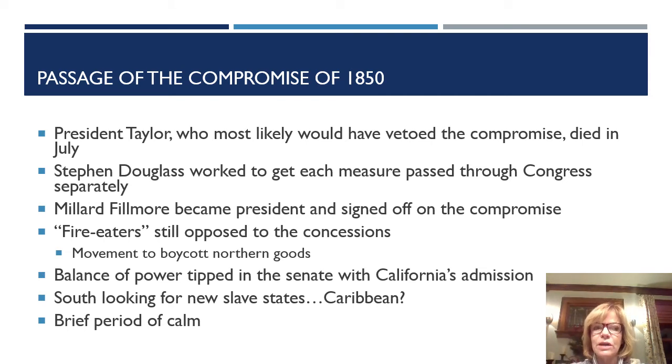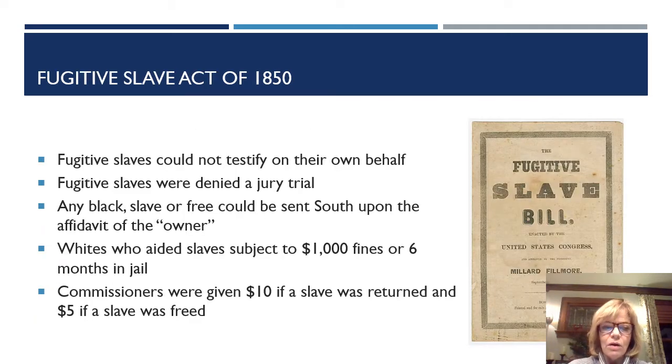And as we discussed in the last chapter, they're looking to expand to Latin America, to Cuba, to elsewhere. Right, so you're going to get the Ostend Manifesto and the Walker movement in Nicaragua. All right, so probably for the North, this was the most controversial aspect of the Compromise of 1850, and this is the Fugitive Slave Law.